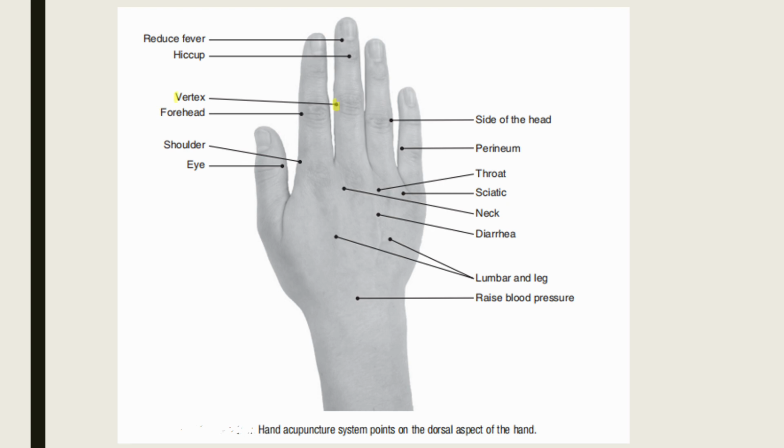The vertex. Location at the border of the light and dark skin on the radial side of the middle finger at the proximal interphalangeal joint. Indications: pain at the vertex, neurological headache, and dysmenorrhea.